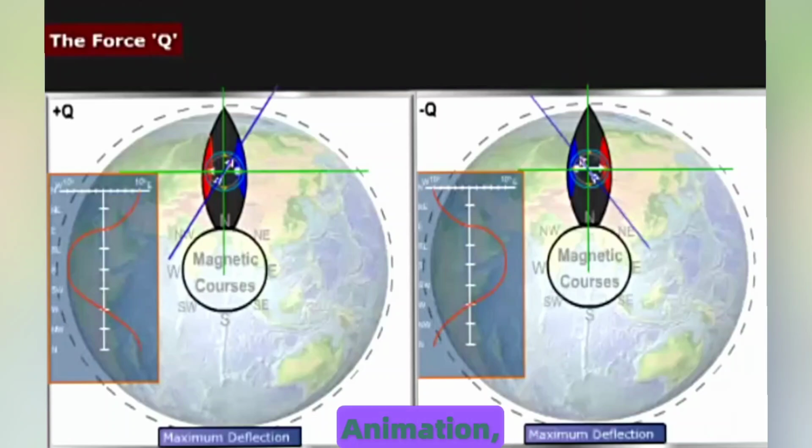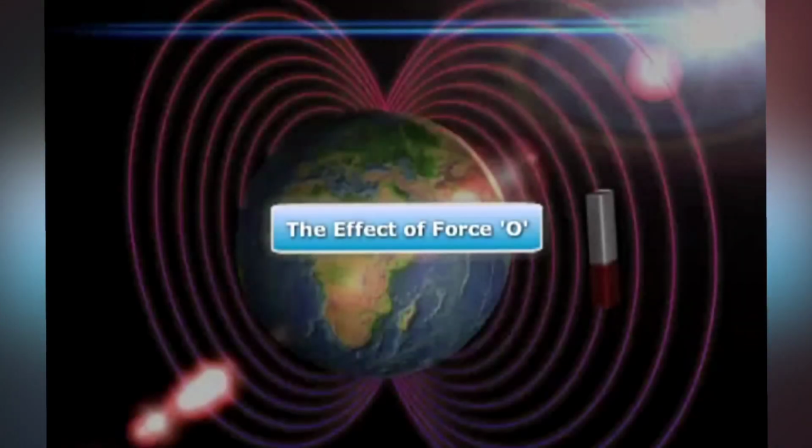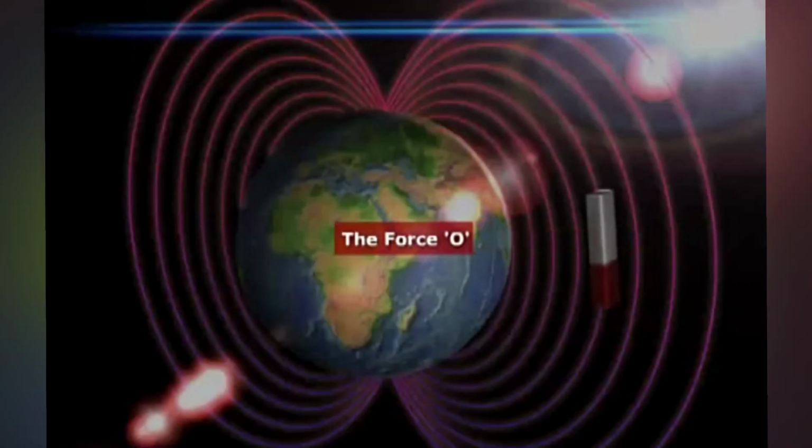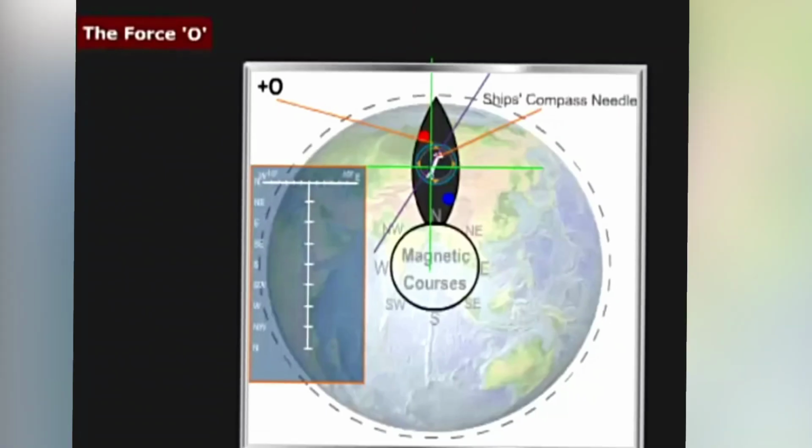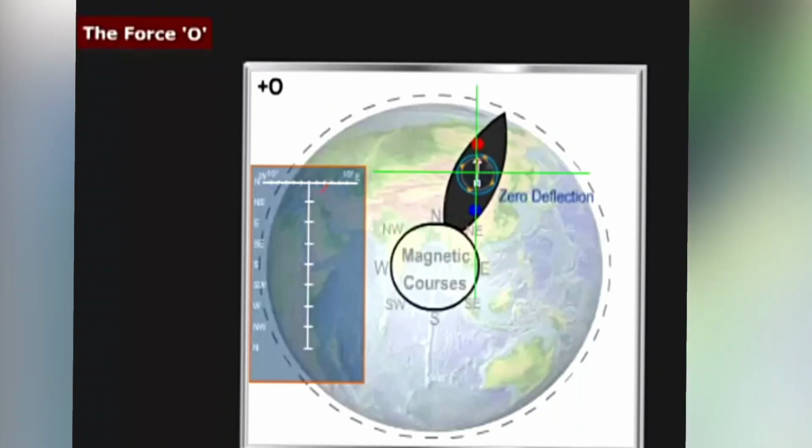As shown in the animation, the deflection of the compass needle varies as the cosine of the magnetic course. The force O. An illustration of the effect of the force O is shown in this animation.